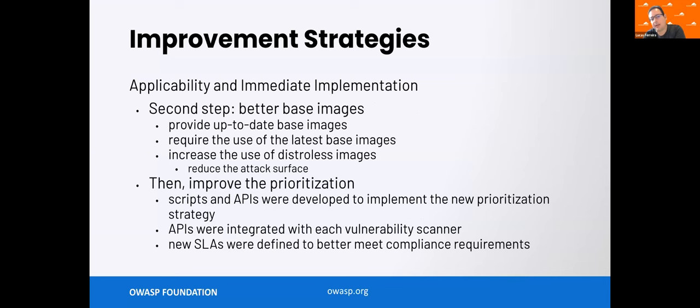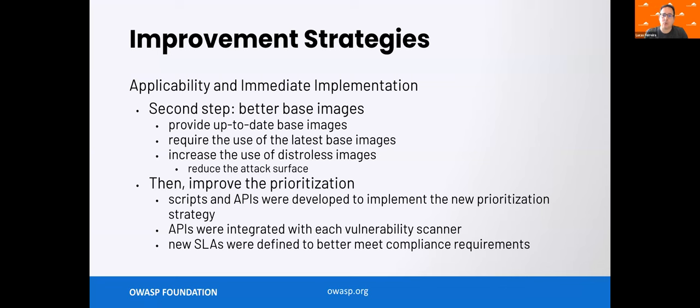A second step we took was to provide better base images. We need all teams to be using the same set of base images, and they need to be up to date. We started working toward the so-called distroless images, which is basically an image that is more compact and has less software inside, so we reduce the attack surface.